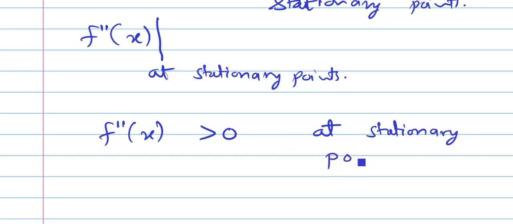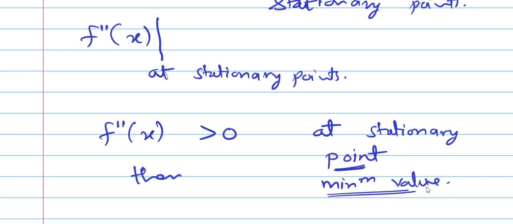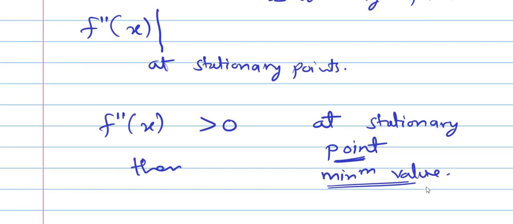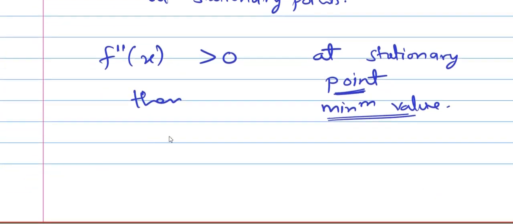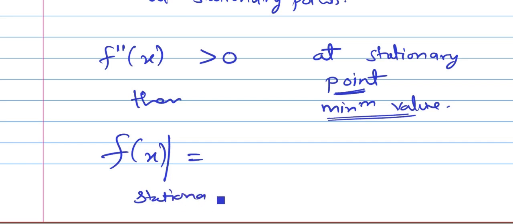If f double dash x is greater than 0 at stationary point, then this stationary point will give us minimum value. So at this point the function attains minimum value. At this stationary point the function will attain minimum value, and minimum value is calculated as, you have to put this stationary point in f of x. You will get the minimum value of function.